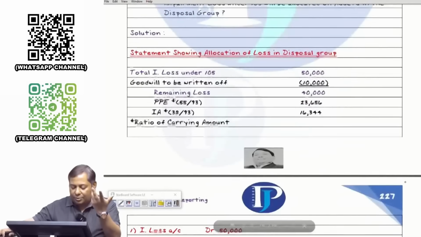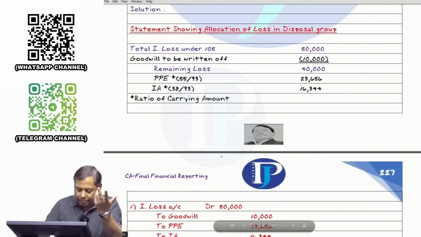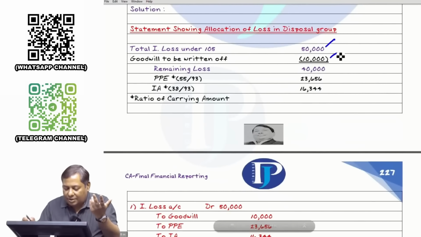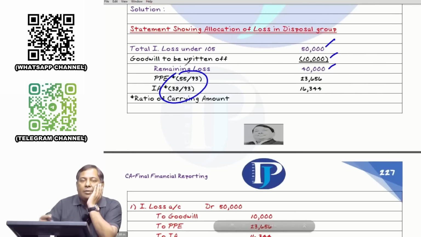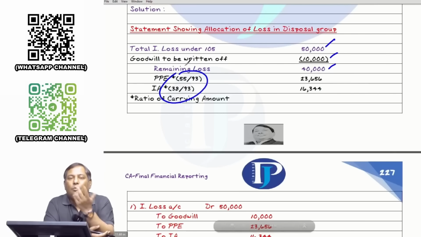The question is asking how to adjust it. See this. 10,000 adjusted in goodwill for the loss of 50. Divide the rest in 55 is to 38. And then revise the carrying amount and make the working. It's easy.